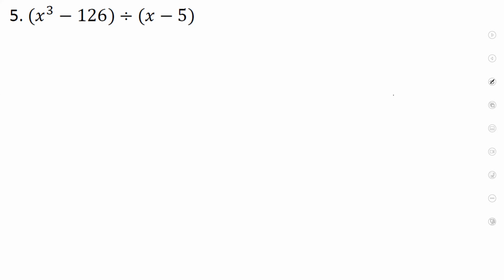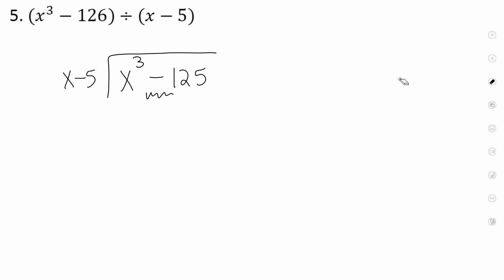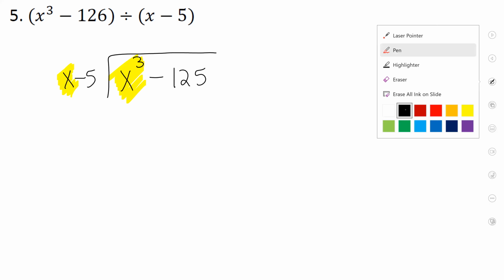Okay, next one. X cubed minus 126 divided by x minus 5. They skipped a lot of the stuff in the middle in this problem. We don't have a squared term. We don't have an x term. Okay, so let's think. X times what will give you x cubed? X squared, good. Everyone write x squared at the top.